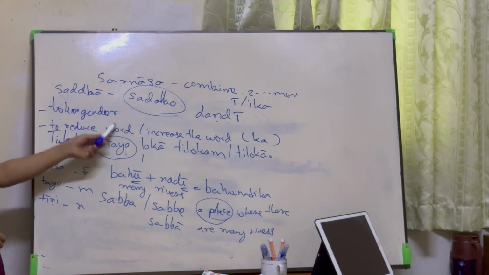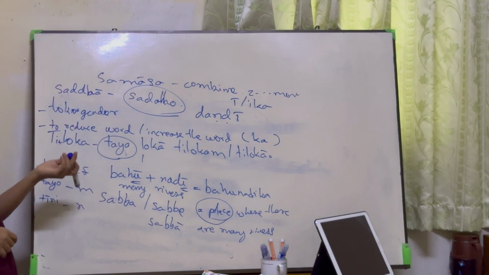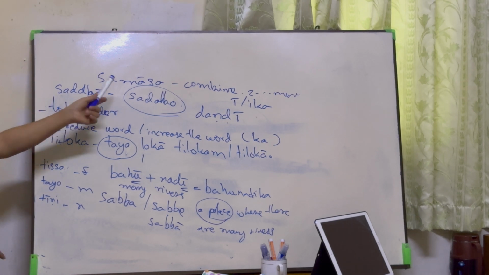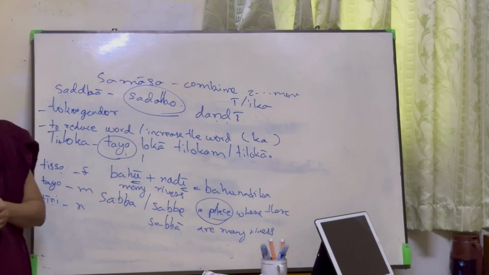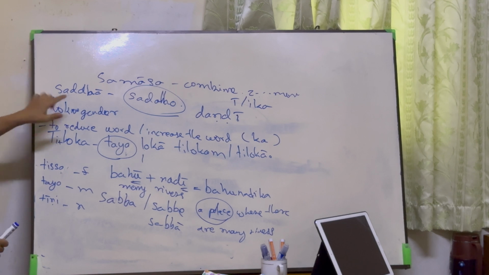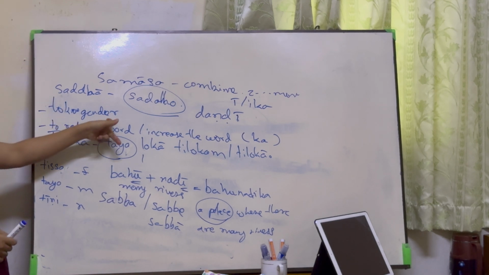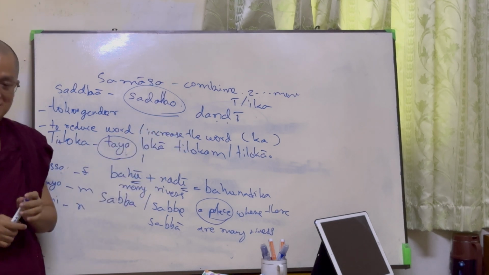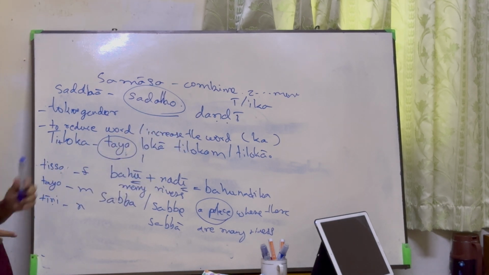Okay, you noted this today, just an introduction. Types of the Samāsa and Sandhi combination are a little different. The purpose of the Samāsa is to know the gender of every word, and to reduce words and to increase words. This is the purpose of studying the Samāsa. We will study.